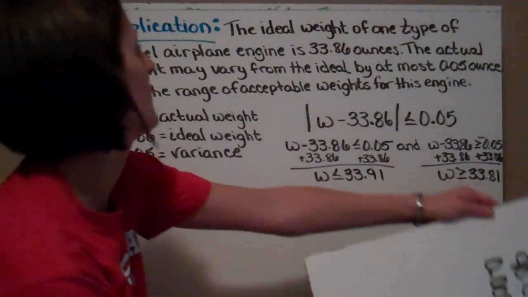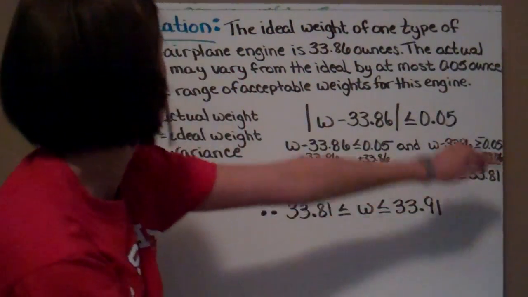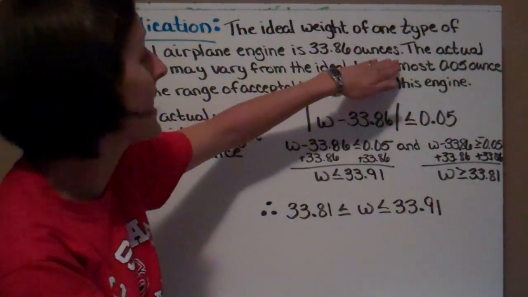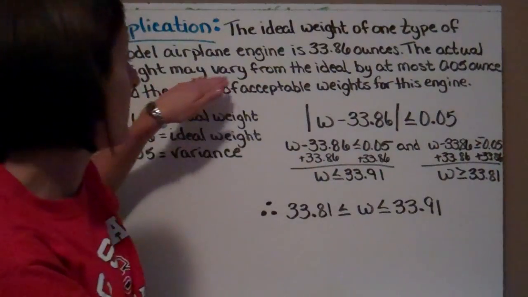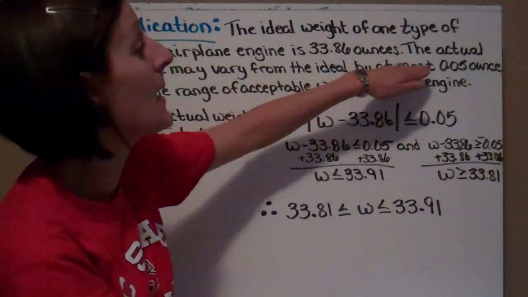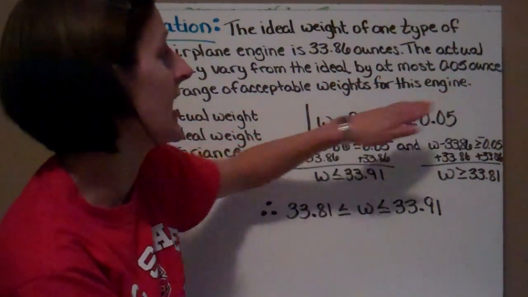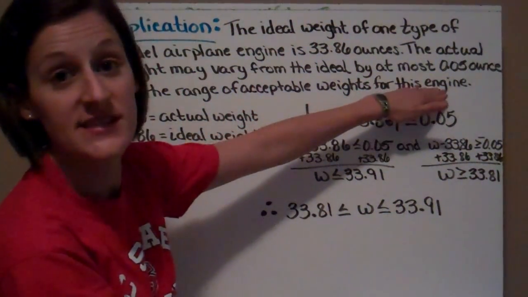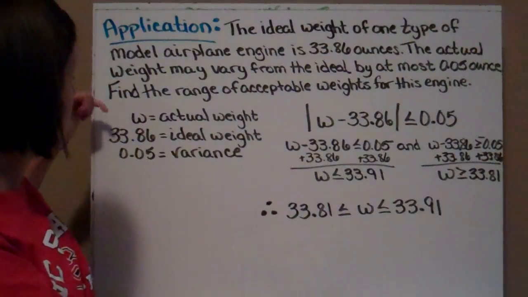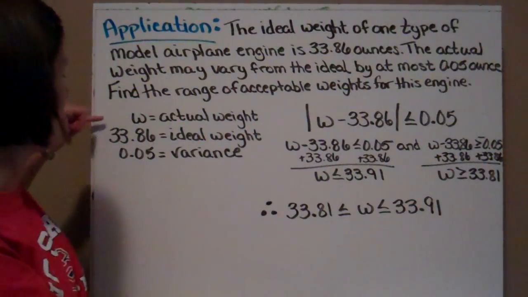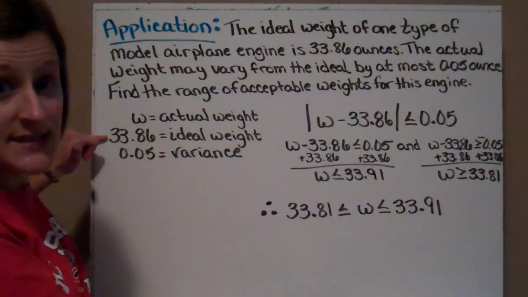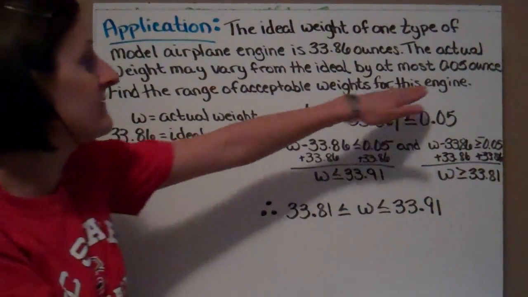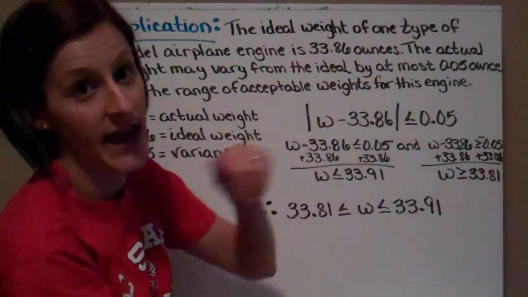Another example that we have is an ideal weight of one type of model airplane engine is 33.86 ounces. The actual weight may vary from the ideal by at most 0.05 of an ounce. And we need to find the range again of the acceptable weights for this engine. So I'm going to say W is my actual weight this time. 33.86 they said was our ideal. And our variance is what it can vary, which is 0.05 of an ounce.